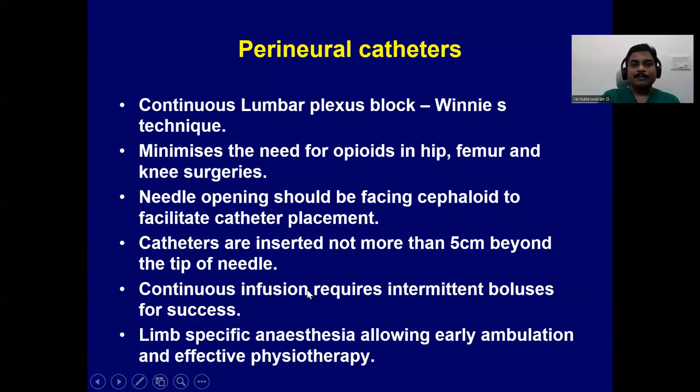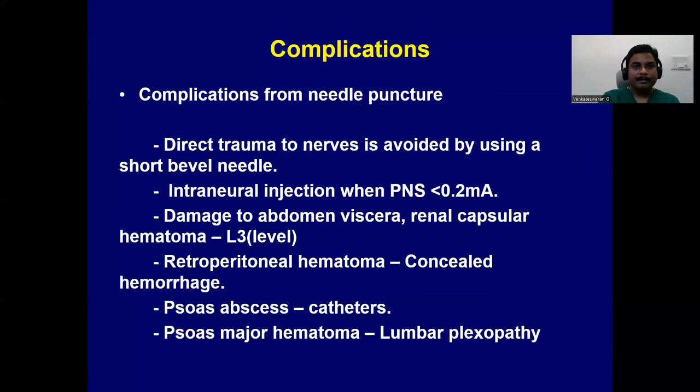The continuous infusion always requires intermittent boluses, mainly for success. If there is breakthrough pain, you always need intermittent boluses in the case of lumbar plexus continuous catheters. So this is very useful as limb-specific anesthesia, which allows early ambulation and effective physiotherapy for lower limb procedures. Coming to the complications of lumbar and sacral plexus block, the complications are from the needle puncture itself.